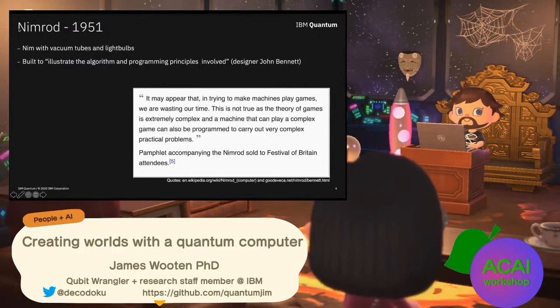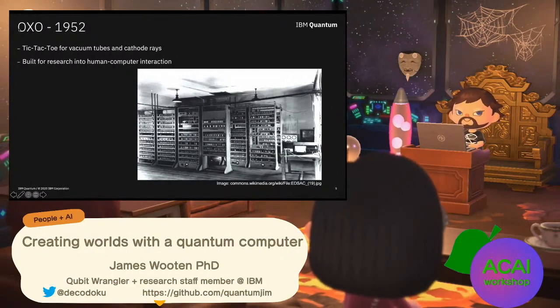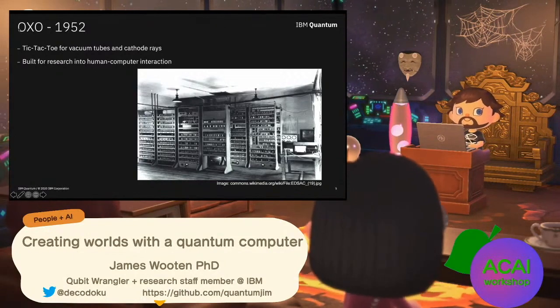And then in 1952, there was another noughts and crosses with vacuum tubes, but this time with cathode rays. So the first graphical upgrade of the computer game industry. And this was built for research into human-computer interaction specifically.